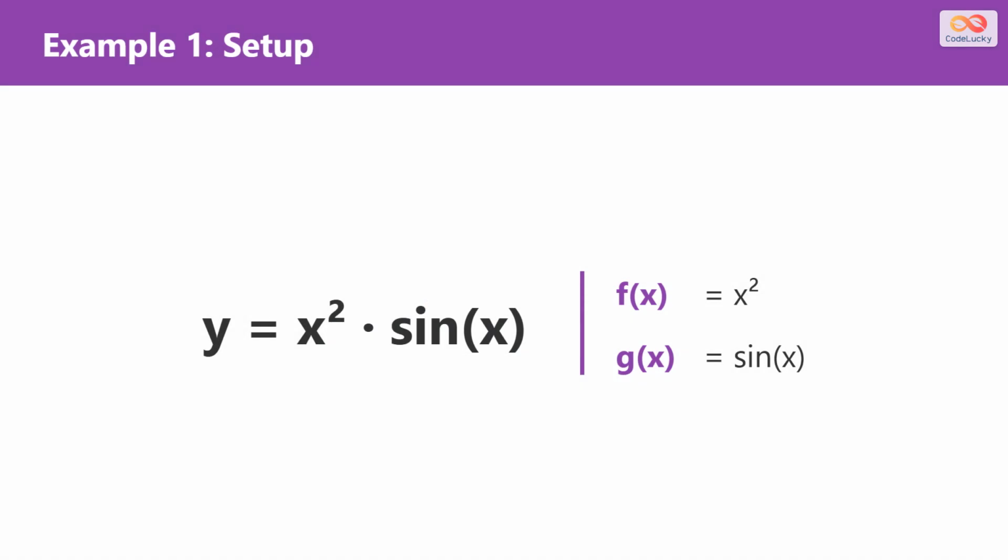Let's apply this to a real problem. Suppose we want to differentiate y equals x squared times sine of x first. We identify our two parts. We will call x squared our f of x, and sine of x will be our g of x.